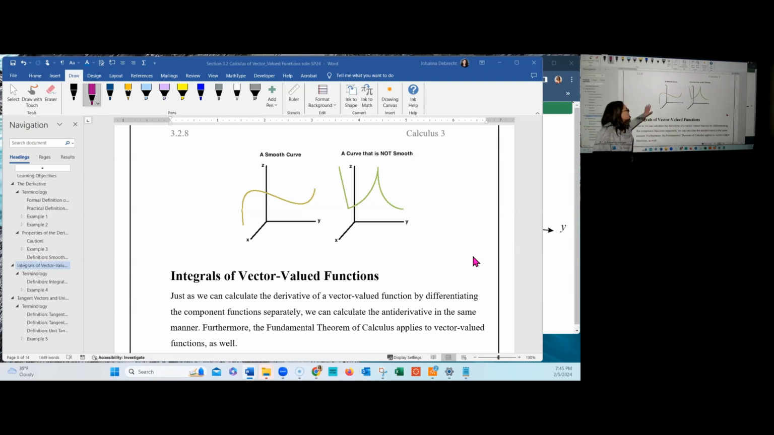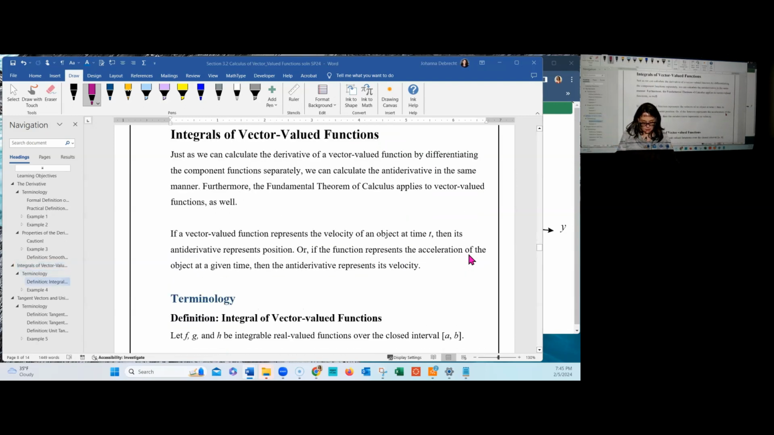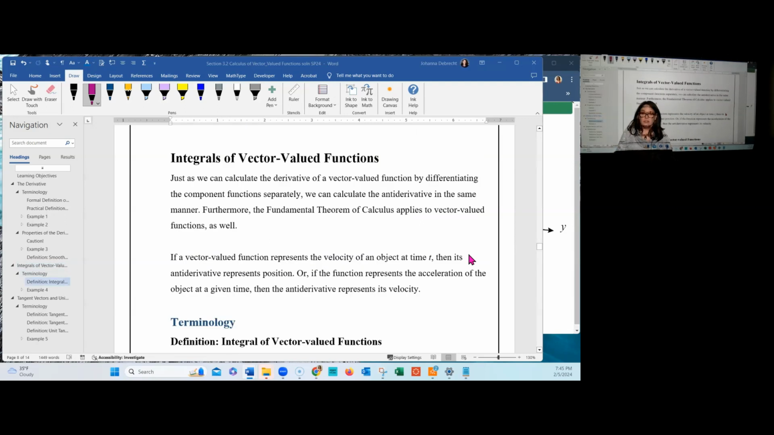All right, so when we look at these two pictures, the one on the right is not smooth because it has a cusp and a corner in it. And the one on the left is, well, smooth, right? No pointy parts. We're now ready to switch gears and talk about integration of vector valued functions.